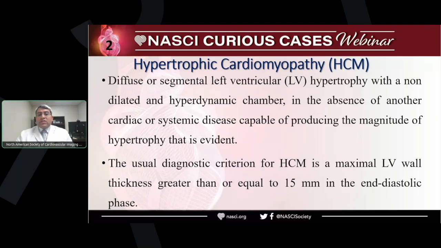The usual diagnostic criterion for HCM is a maximal left ventricular wall thickness greater than or equal to 15 millimeters in the end diastolic phase. Normally, in the adult population, the left ventricular thickness is up to 12 millimeters. 12 to 15 millimeters is borderline, and we can see this slightly increased thickness in athletes, but above 15 millimeters at end diastole is considered abnormal.